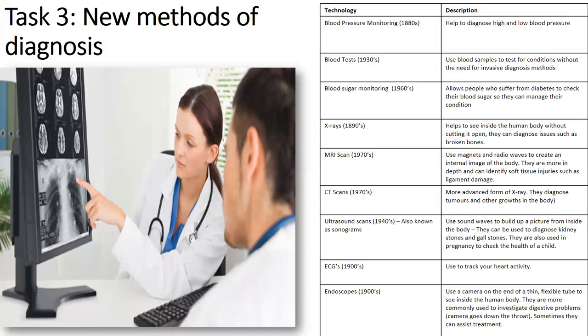ECGs are used to track your heart activity. That's where they put the stickers on parts of your body, and they can print out a heart tracker to see what your heart is doing. This in turn will allow them to identify murmurs or any issues with your heart.